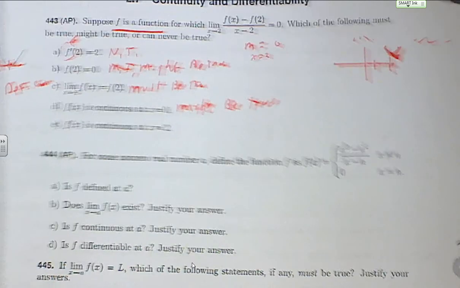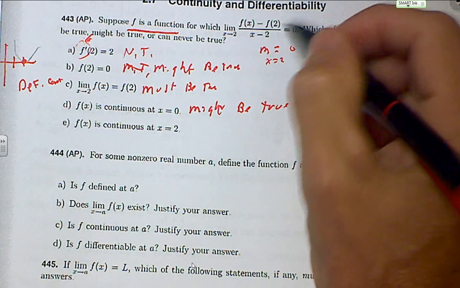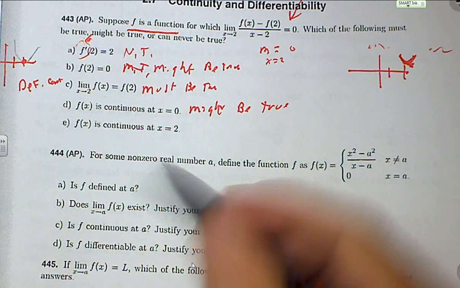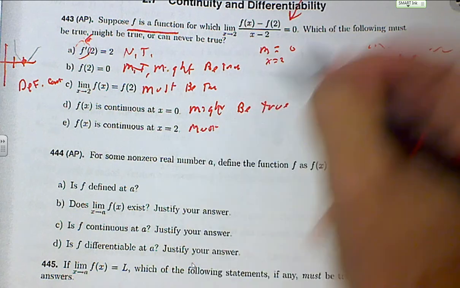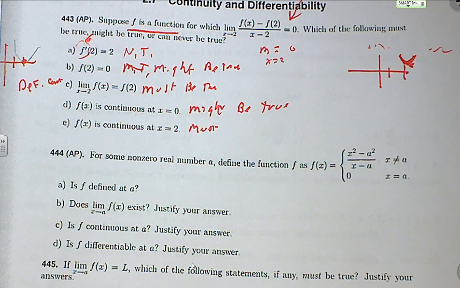Does that make sense to you? You know one fact and one fact only about f. There's a slope of 0 when x is 2. That's the only fact about f you know. You cannot make any assumptions about it. And e? E must be true, right? You know that one fact. You know it has a derivative at 2, therefore it must be continuous at 2. We good?